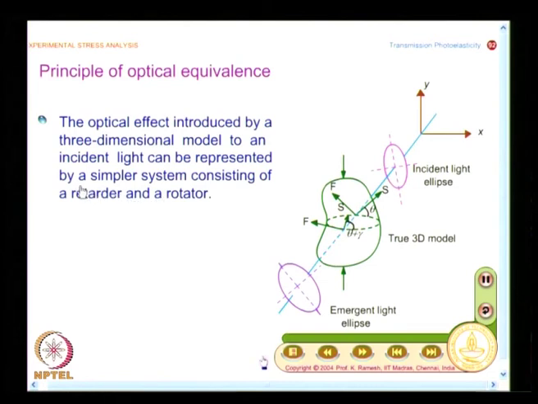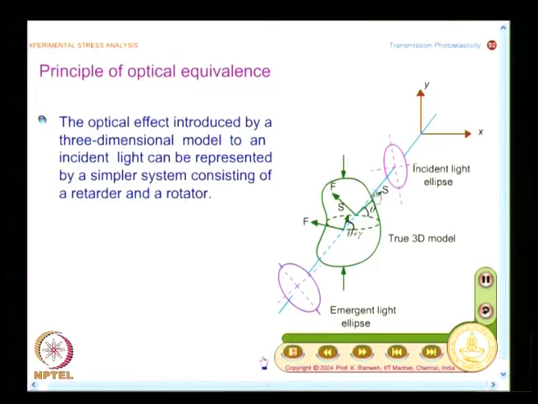So, it can be replaced by a simpler system consisting of a retarder and a rotator. A retarder will give a retardation and a rotator will rotate the light ellipse. We have already seen when we discussed a half wave plate, it in fact rotates the incident plane polarized light by an angle. So, it is possible for you to conceive a generic concept of a rotator which will rotate any light ellipse to any angle of your choice.